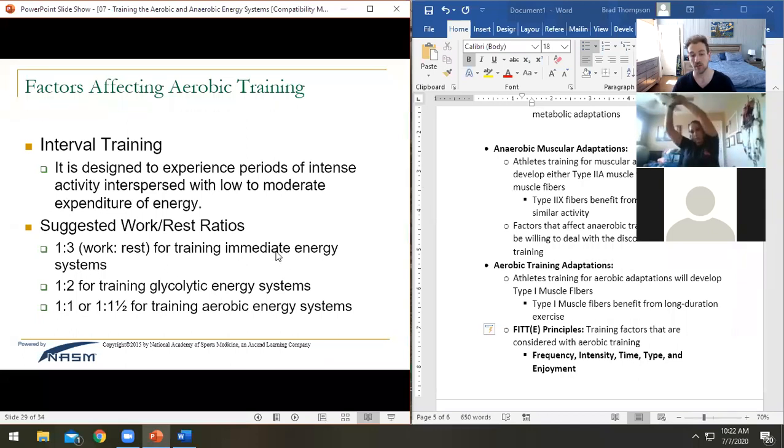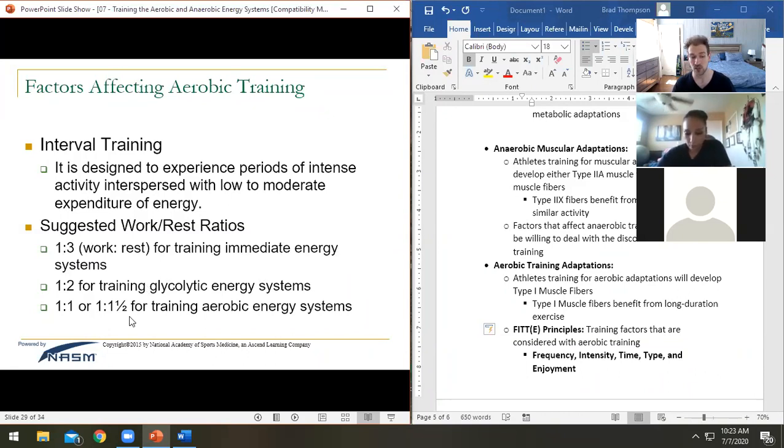If you are working for your immediate energy system, meaning that ATP system, you're going to use a 1-to-3 work to rest ratio. So you're going to do 1 amount of work and 3 amounts of rest. Maybe that's 20 seconds of work followed by 60 seconds of rest, right? That sprinting style is going to be using your ATP PC system. So if you're training for type 2X muscle fibers, this is how you want to do your cardio. You want your cardio to be really intense, really short, and then you want to take lots of rest. I would say a 1-to-5 ratio is even better. So like 10 seconds of work, 50 seconds of rest, that's even better.